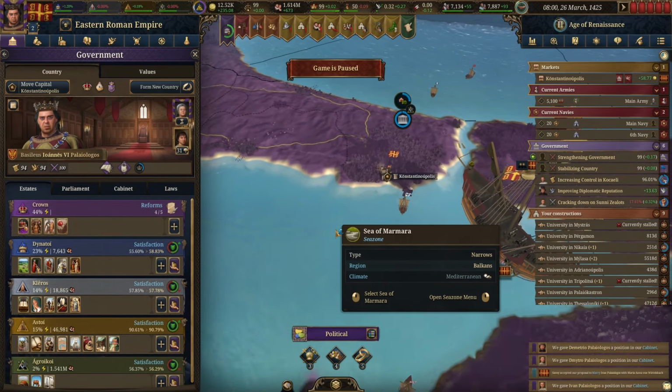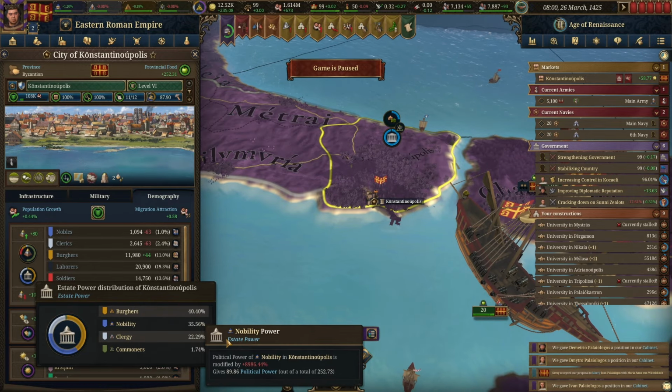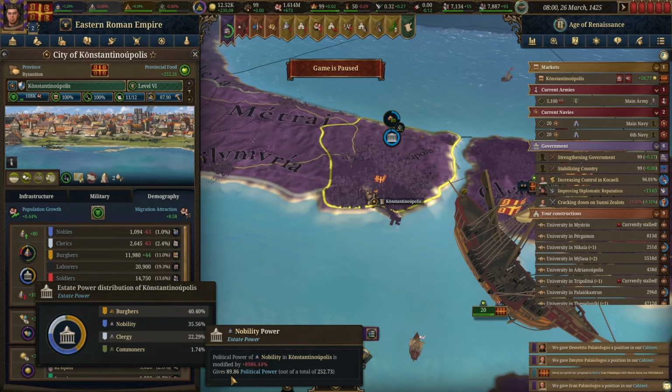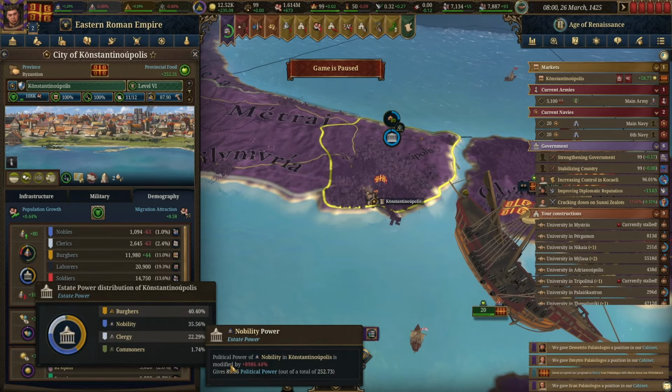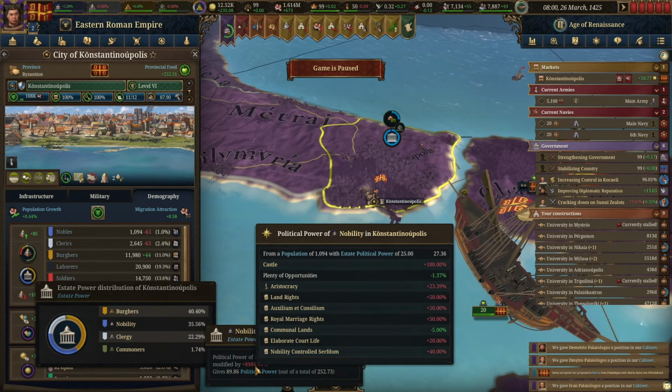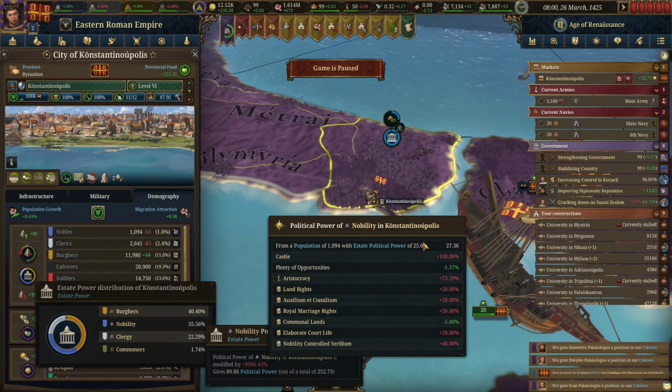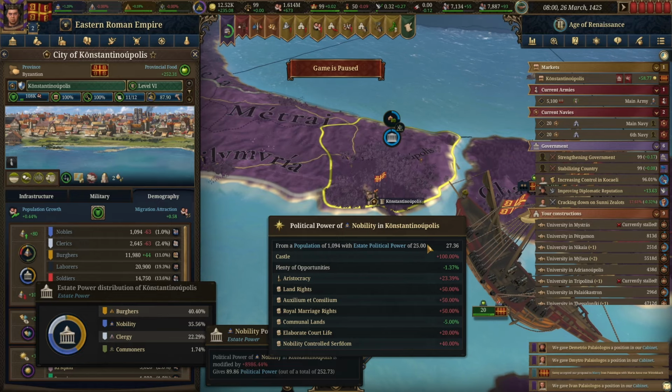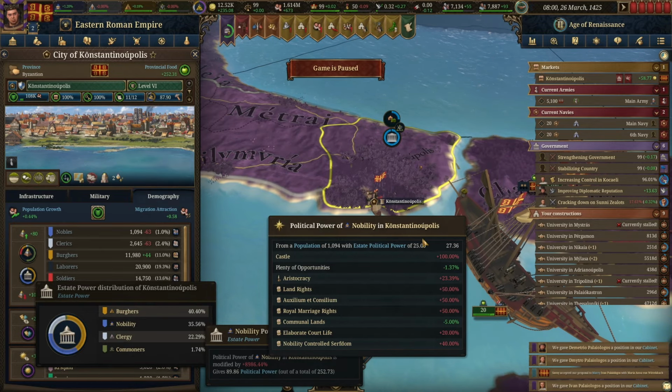This is where we can see the political power. If we hover over the nobility, we'll see that they are receiving 35% of the political power in this province, which translates to 89.86 political power. If we hover over this big red number, we'll actually get even more information. Here we can see how much political power a pop makes overall. Here we can see that a noble produces 25 political power by default.